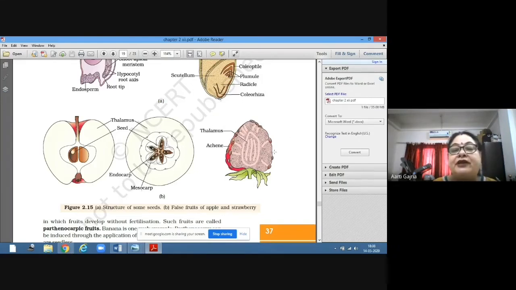This is a strawberry. In strawberry also, what we eat is the thalamus. These are the seeds, the achenes, which are embedded in the pits. Clear? So these are false fruits because the thalamus also contributes to the formation of the fruit. Today we have completed this chapter. You go through the chapter, prepare nicely, and if there is any doubt, ask me tomorrow.